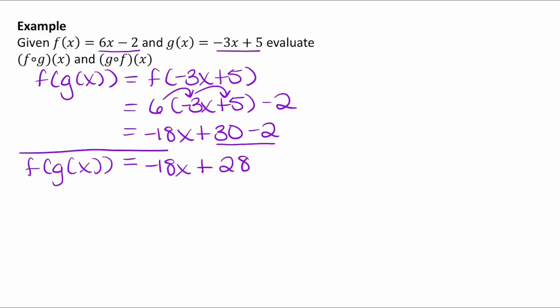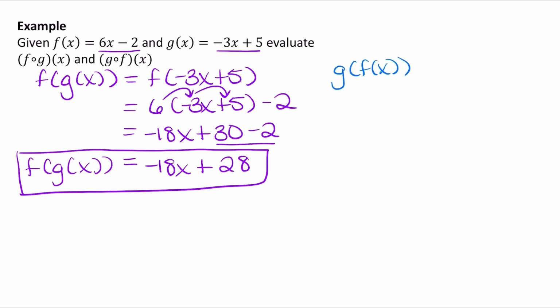And so now we still need to do the second part of this problem, which is we need to figure out g of f of x. For g of f of x, I'm going to rewrite it like this. And then I'm going to plug in f of x, which is 6x minus 2, into g. So this is going to be g of 6x minus 2.